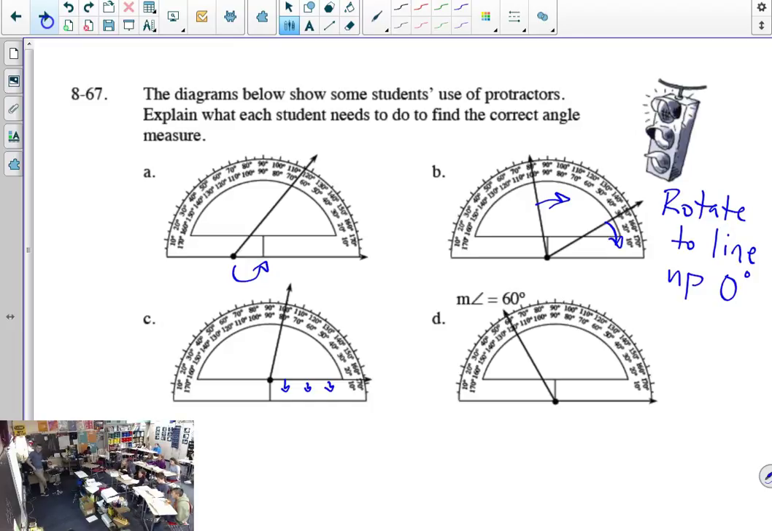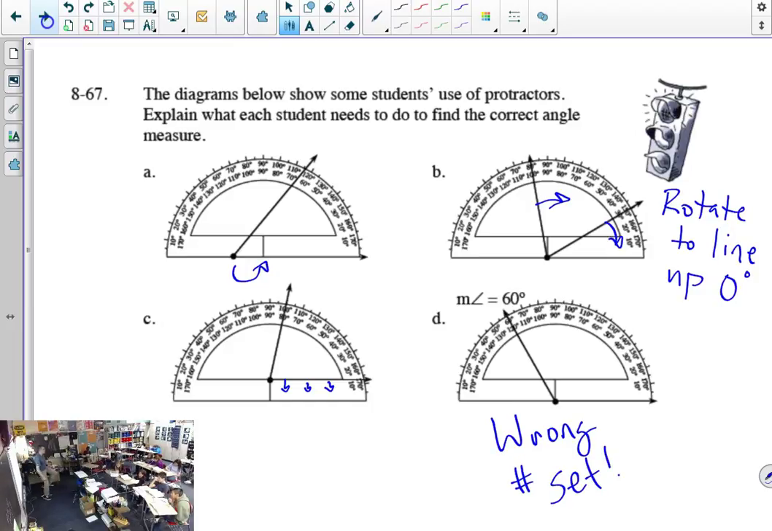Alex, what about D? Because they're on 60. They're on the 0 line. They're in the center. So are we lined up correctly? Yes. They read the wrong number set. So please be very careful. That's the biggest mistake we see with angle work.